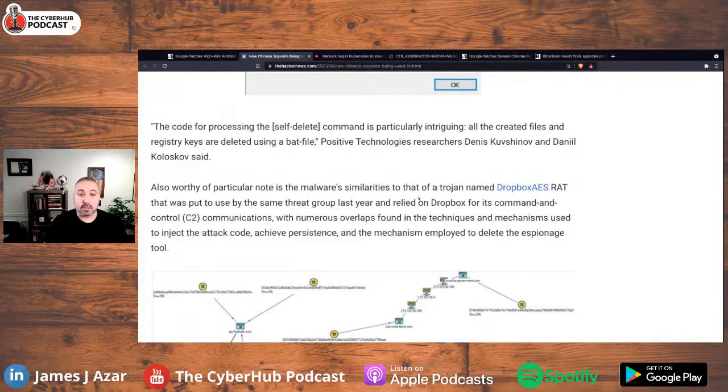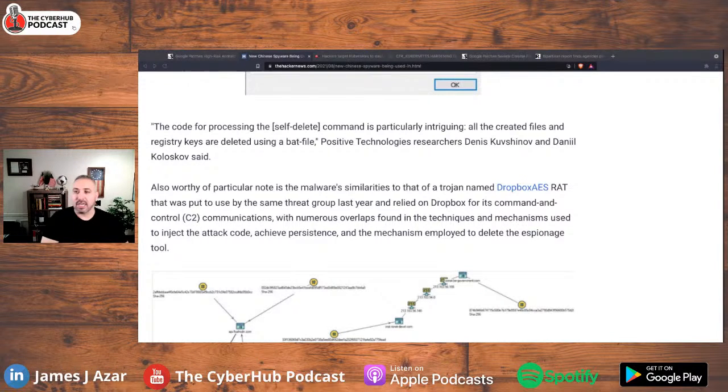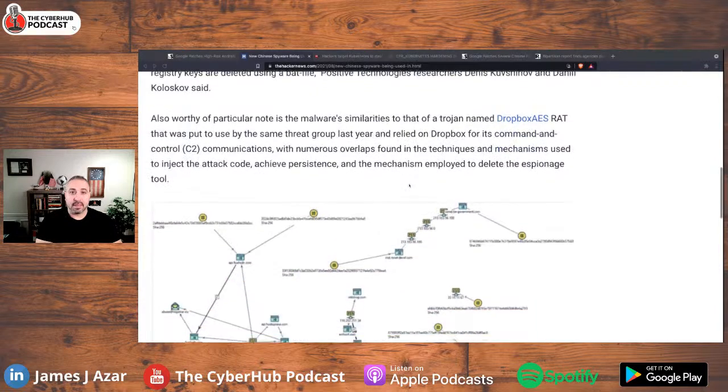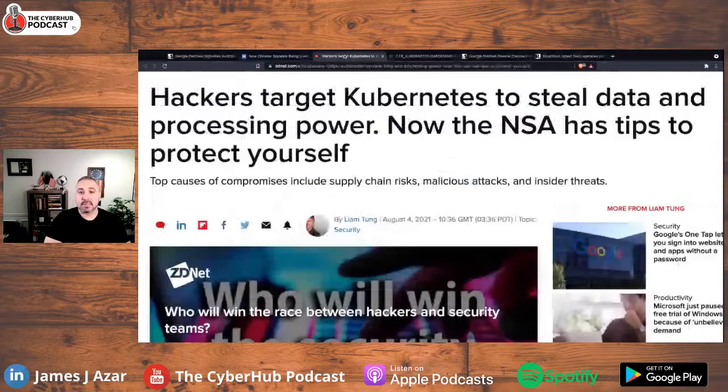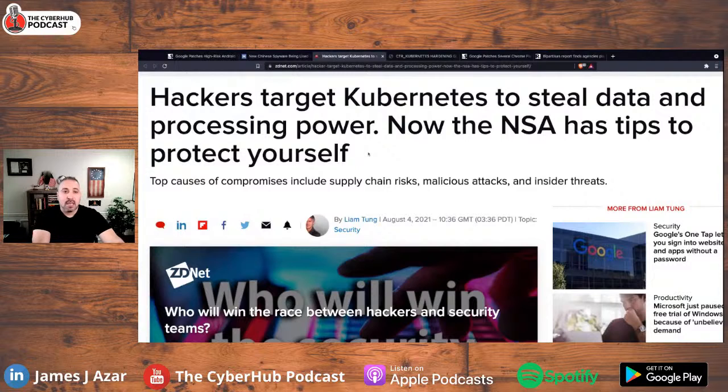Also worthy of particular note is the malware similarities to that of a Trojan named Dropbox AES RAT that was put to use by the same threat actor last year, in what we disclosed at the time was a Dropbox challenge. So keep your eye out for that. It is bound to be there. We'll move on to our next story, folks.